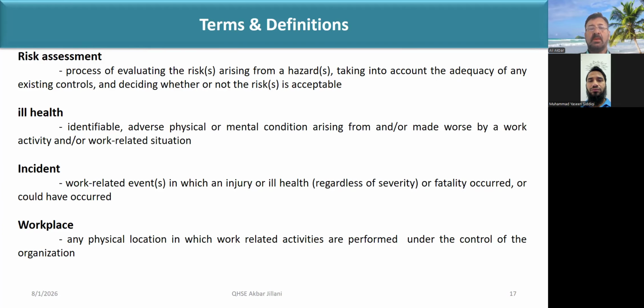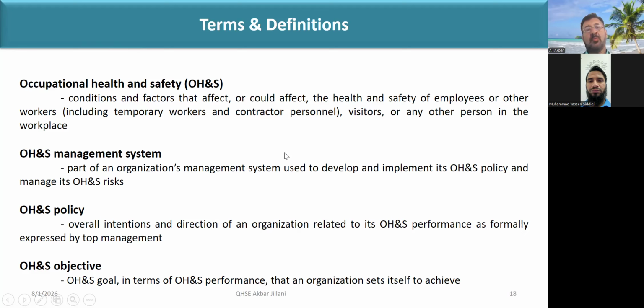Now, workplace: any physical location in which work-related activities are performed under the control of the organization. Like, where we are working, this is our workplace. Occupational health and safety means something that we are getting from the work or workplace. Conditions and factors that affect or could affect the health and safety of employees, workers, including temporary workers and contractor personnel, visitors and other people.